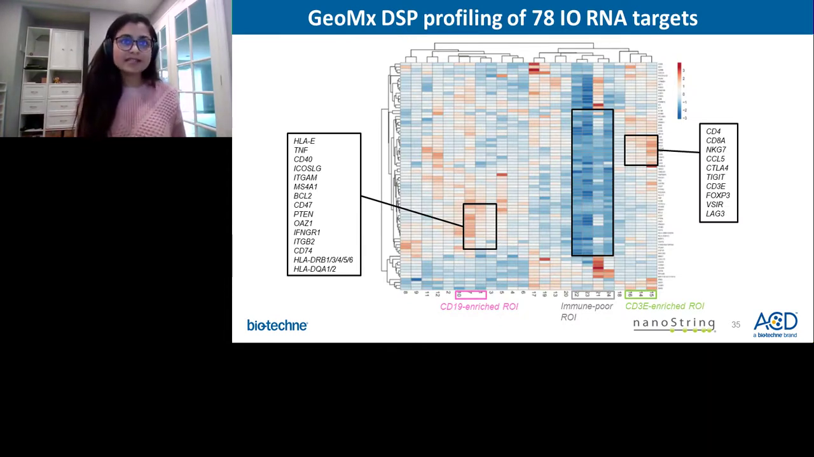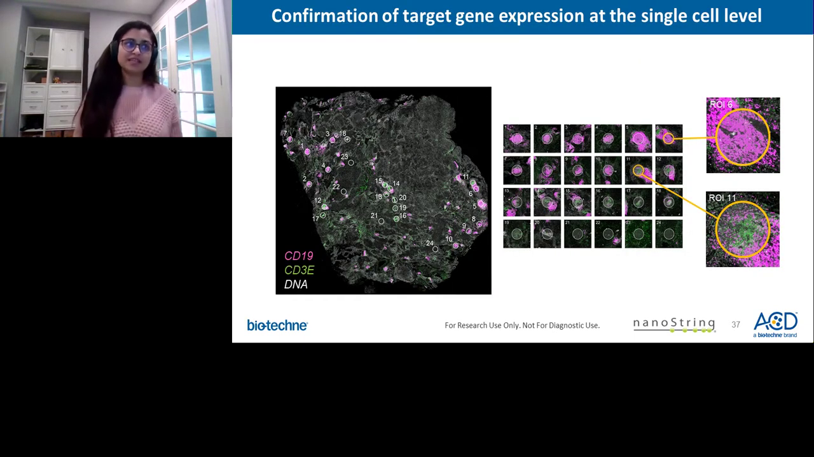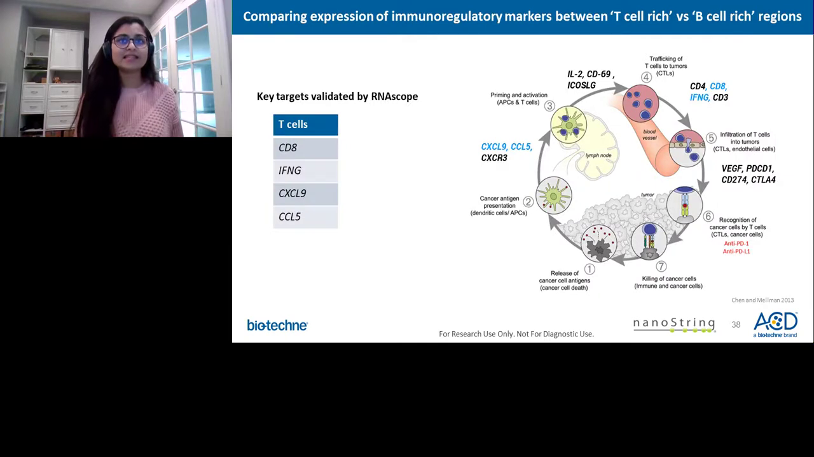And the final step was to select some key targets from the GeoMx analysis and visualize them using RNAscope on a serial section. So for that, we decided to pick 2 ROIs, ROI 6 that was rich in CD19 and ROI 11 that was rich in CD3. We decided to compare the expression of CD8, interferon gamma, CXCL9 and CCL5 between these 2 ROIs.